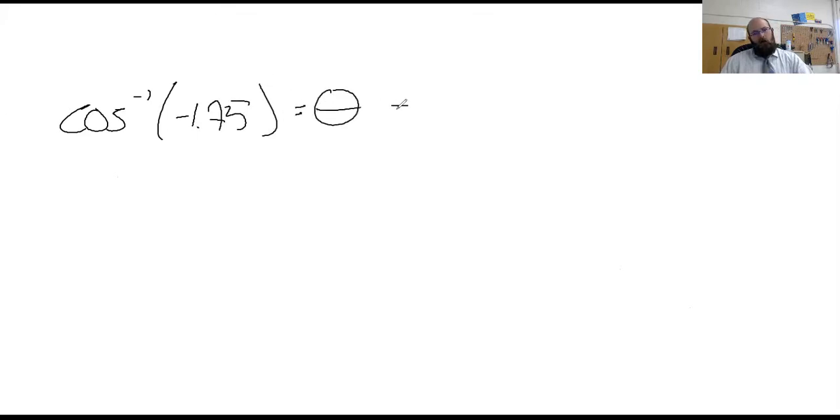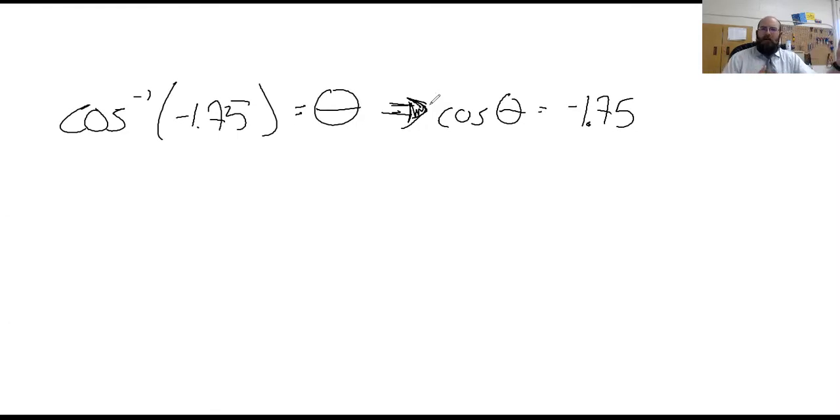Let's look at another little word problem, okay? So cosine inverse of negative 1.75 equals theta. Remember, this could be written similarly as cosine of theta equals negative 1.75. Okay, right? These are the exact same question written 2 different ways. Now, what's theta in this case? It's my angle. What angle gets me negative 1.75?